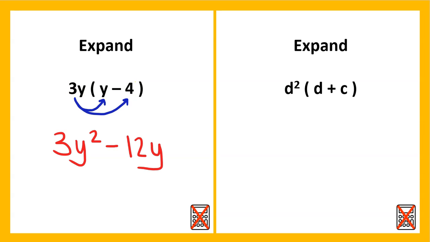On the second example, we'll multiply d squared by d to start off with. d squared times d gives us d to the power of 3, and then we'll need to multiply d squared by c, separated by plus. We write the letters in alphabetical order, c, d squared.